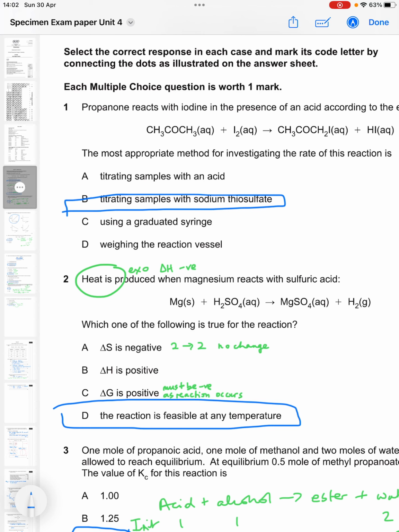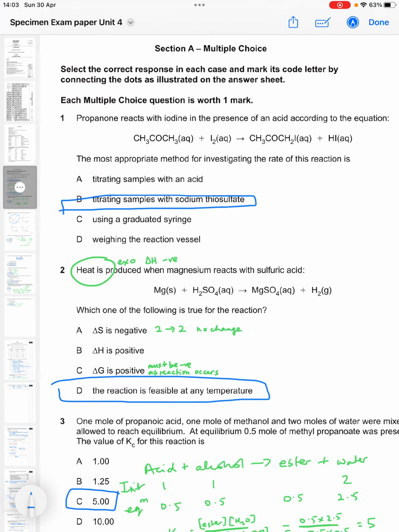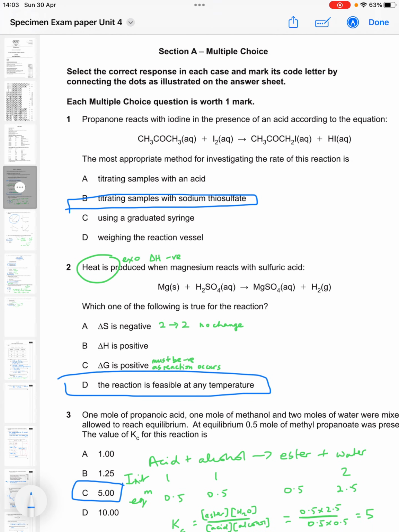In the new exam papers, you don't have to join the dots in the answer sheet or anything like that. You just simply answer on the paper.